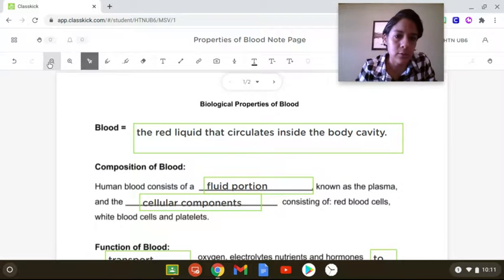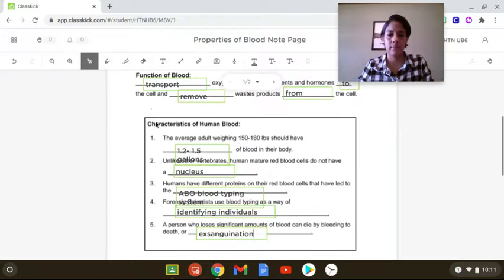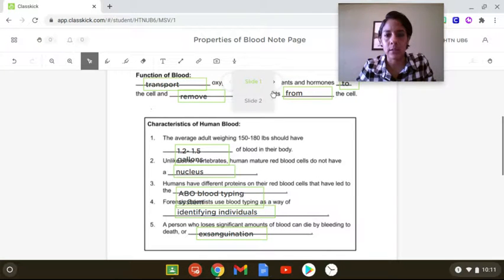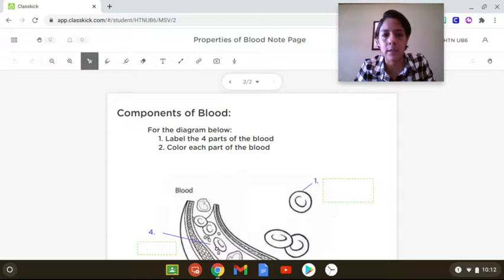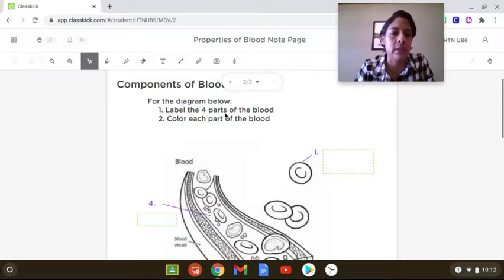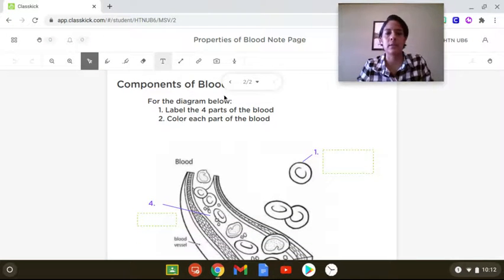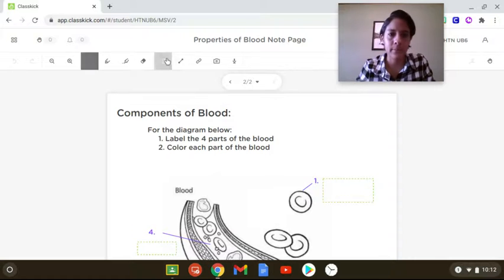So let me go ahead and zoom out so we can see all of it. Okay, you're gonna then want to go to slide 2 or hit the next button here. And what that's gonna do is it's gonna take you to the next page of the assignment. And in this part of the assignment, the instructions are to label the diagram below and color each of the 4 parts. And I'll give you an example of what I'm looking for here.